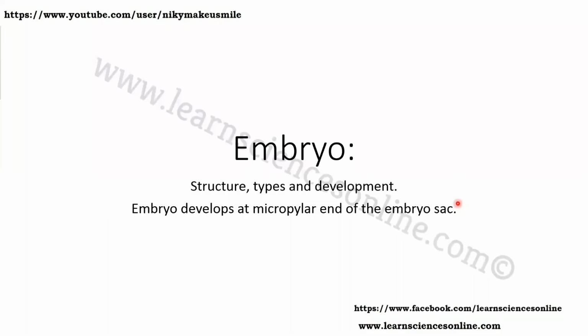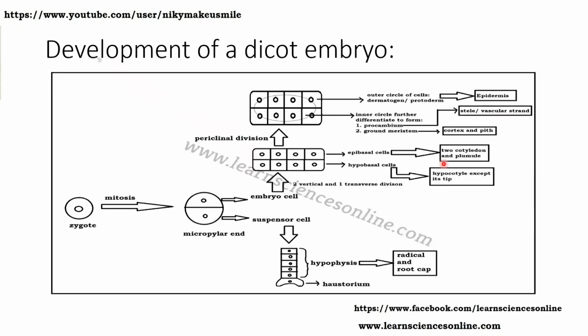So next topic is embryo structure, type and development. So embryo basically develops at the micropylar end of the embryo sac. Embryo sac के micropylar end पे embryo develop होता है आपका. So I have made this flow chart so that you people can understand it properly.